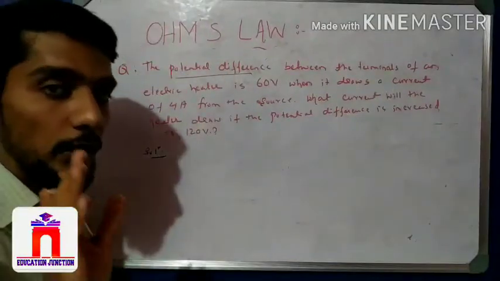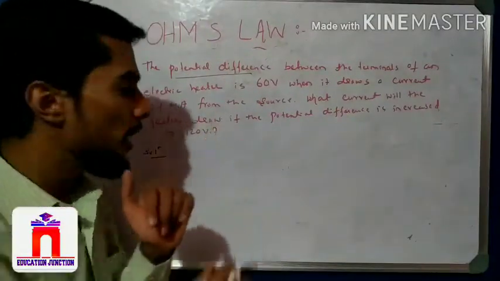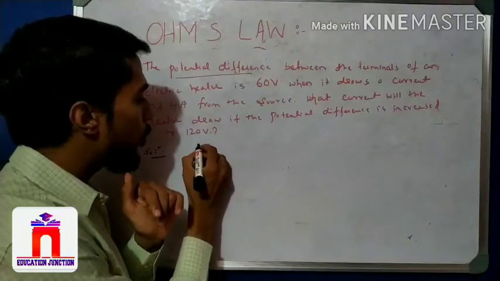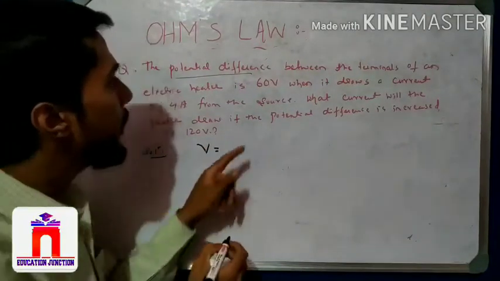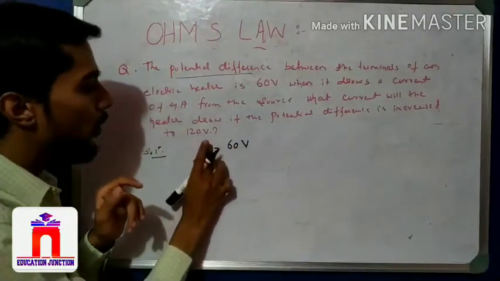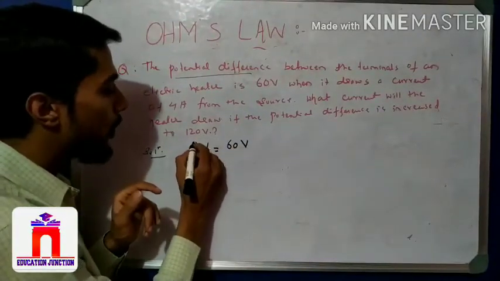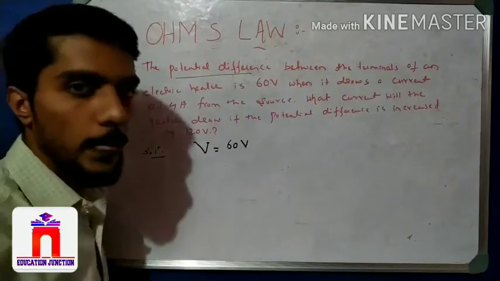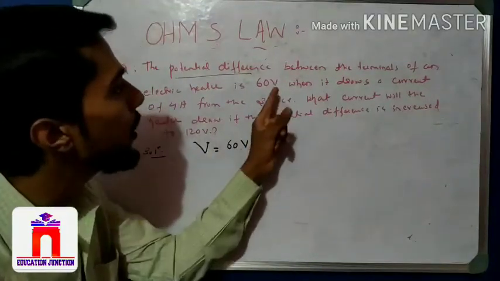So we know that the symbol of potential difference is V. So V is equal to how much? V is given: V is equal to 6 volt. Most of the students write a small v here. Do not use small v, it is capital V like that. Okay, do not use small v. V is equal to 6 volt, given.